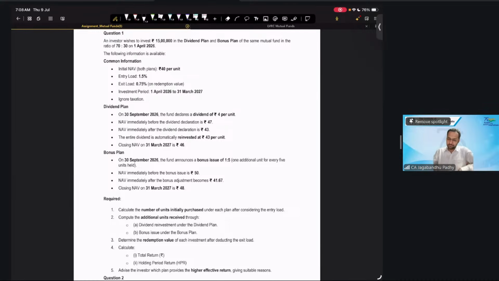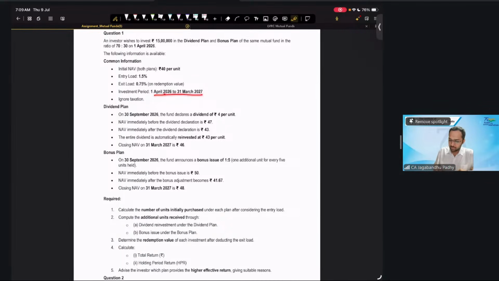So an investor wishes to invest 15 lakh in the dividend plan and bonus plan. So we are having two plans. One is a dividend plan, another is a bonus plan, of the same mutual fund in the ratio of 70 is to 30 on 1st April 2026. The following information is available. We have initial NAV for both plans as 40, entry load is 1.5%, exit load is 0.75%. Investment period is from 1st April 2026 till 31st March 2027. You have to ignore taxation.